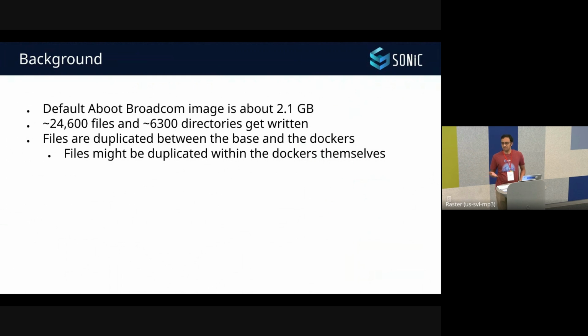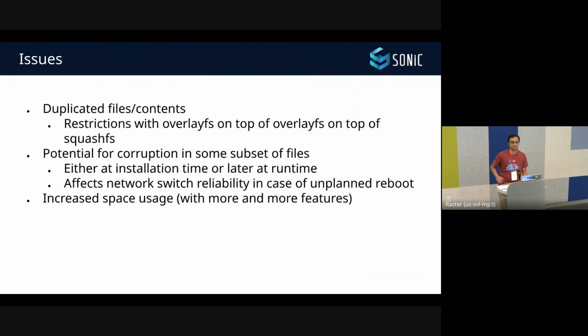And because of the image structure that we have, the files might be duplicated between the base and the Docker. So for example, SWSS common is installed on both the host and in the containers. There's going to be 2 copies there. That's going to be taking up space. And in some cases, within the different Docker containers themselves, there might be duplicated files if the same package is installed in 2 different places. So yeah, as mentioned, there's duplicated files and contents.